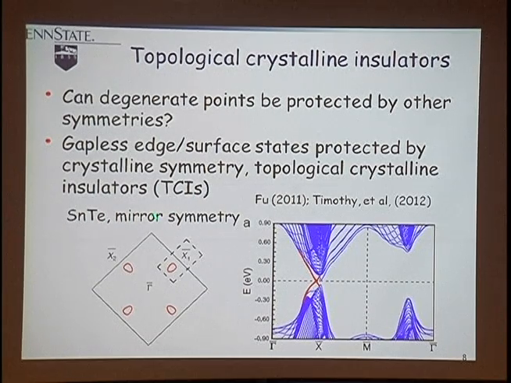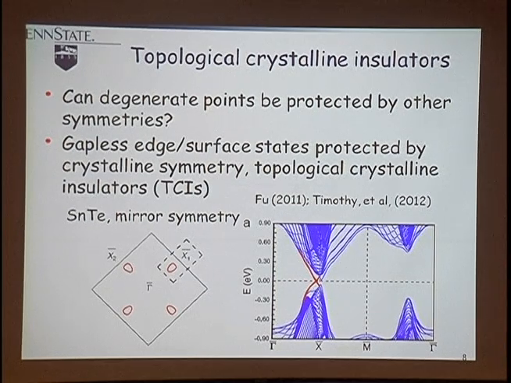He found this material, tin telluride, and you can find some surface state from this. This is from the ab initio calculation that they can find some surface state, and these surface states will be crossing at some point, and this degeneracy is due to some crystalline symmetry. Here it is the mirror symmetry.